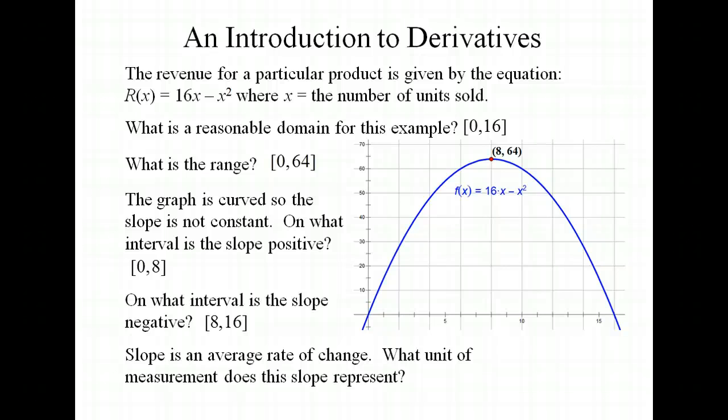So that's actually going to give us a unit of measurement in this case, because on our y-axis, we're really plotting the revenue, and on our x-axis, we're plotting the number of units sold. So our slope is really giving us revenue per unit.